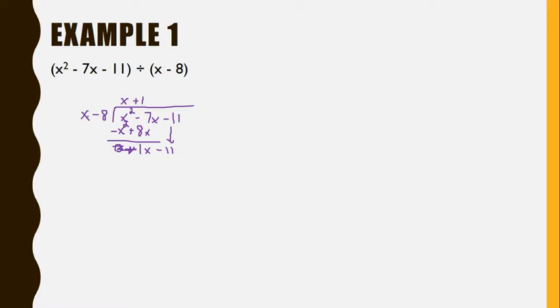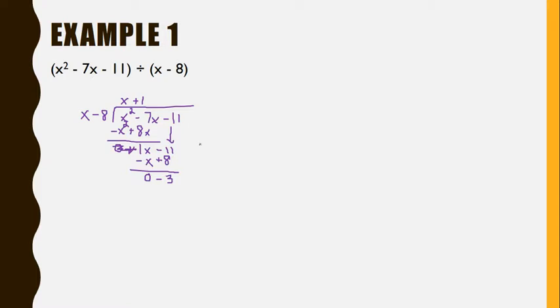Now we're going to multiply. So 1 times x, x. 1 times negative 8, negative 8. Then, like I said before, I find it easiest to just go ahead and change the signs of everything, and then it's an addition problem. 1x minus x is 0. Negative 11 plus 8 gives us a negative 3. So now we have a remainder of negative 3.